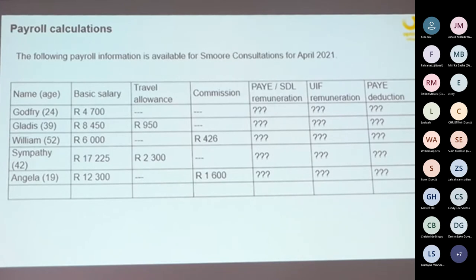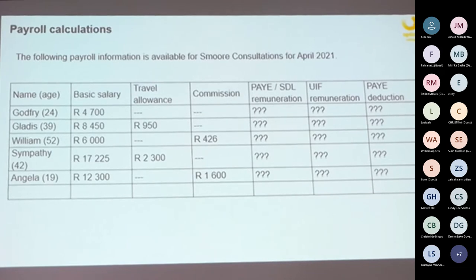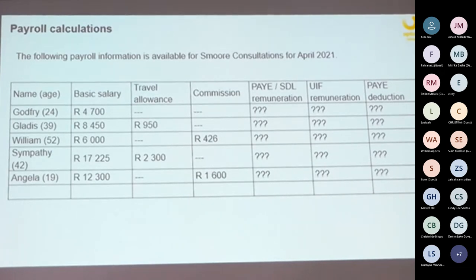Okay, great. So Gladys' salary is going to be 8,450 plus 760. Give me an answer there, please. 9,210. Thank you, Shanae. 9,210 for PAYE remuneration. Is the UIF remuneration going to be different?